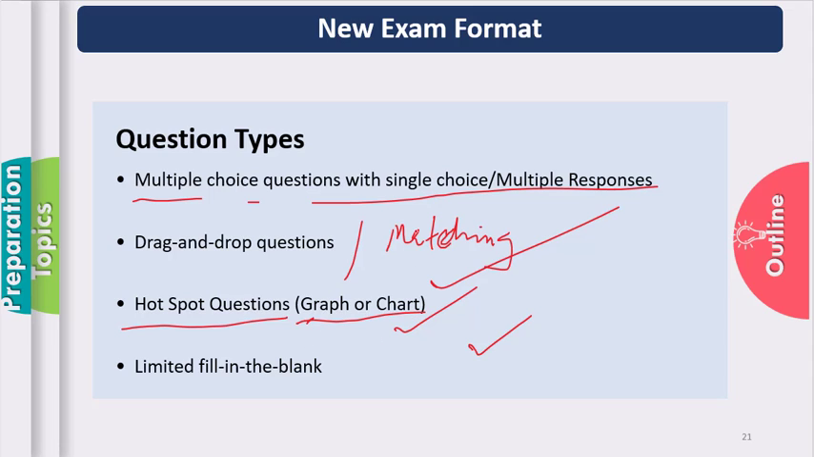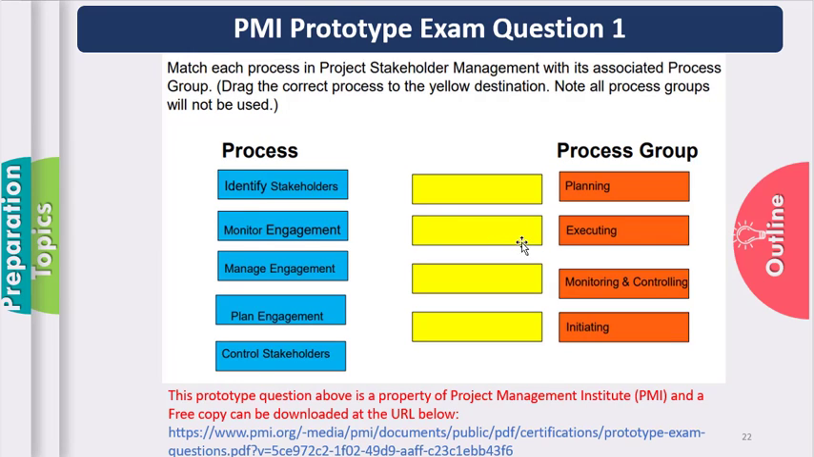Let's start with the drag and drop question. Look here, you can see the drag and drop question. What we are trying to do here is to match each process in the project stakeholder management with its associated process group. The process groups are still available, and of course the processes are still there. So we just need to match. We drag the right one to the blank. For this one, it's just to drag plan engagement down to planning here.